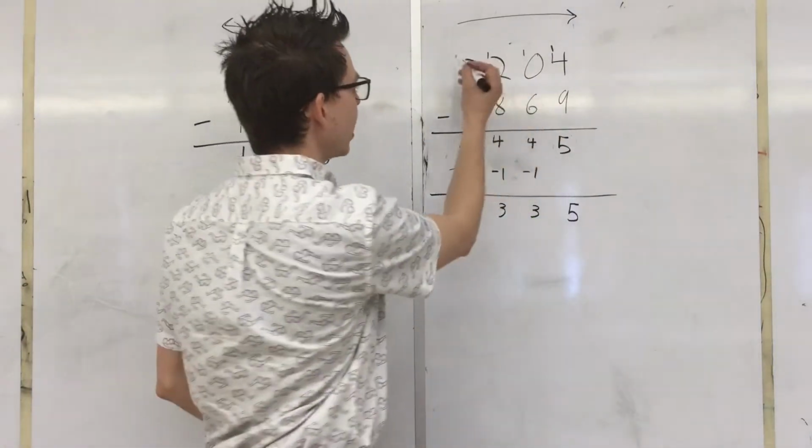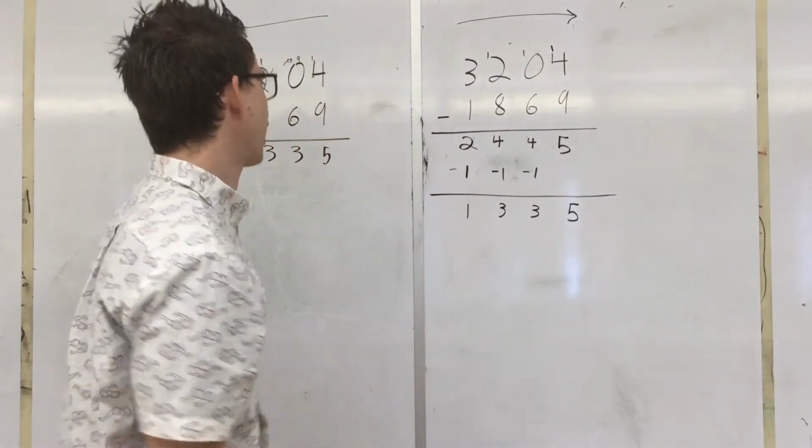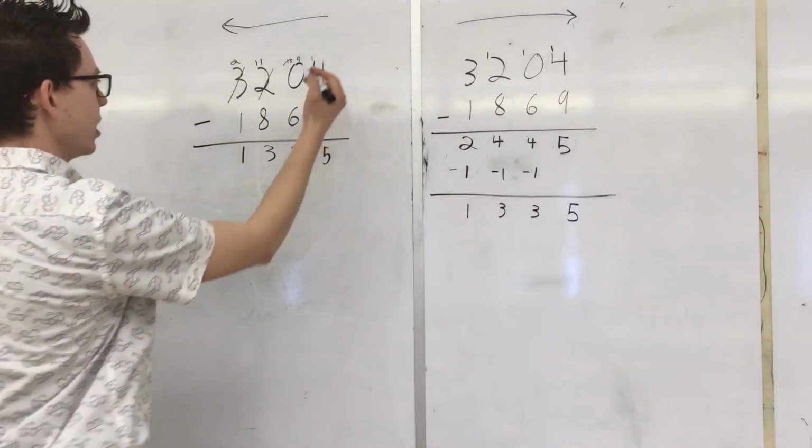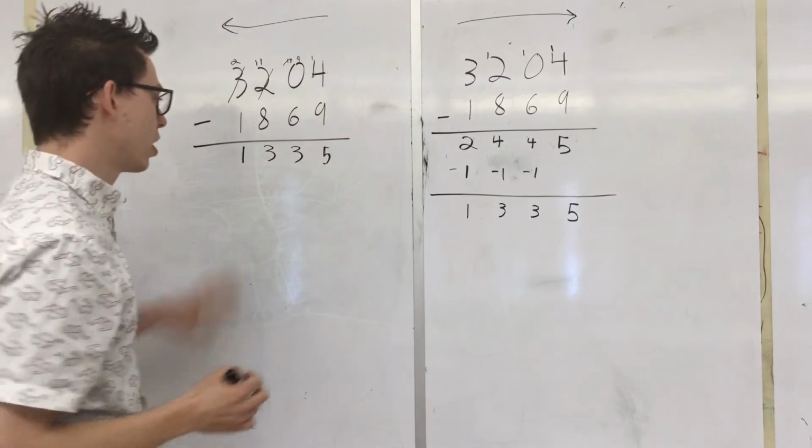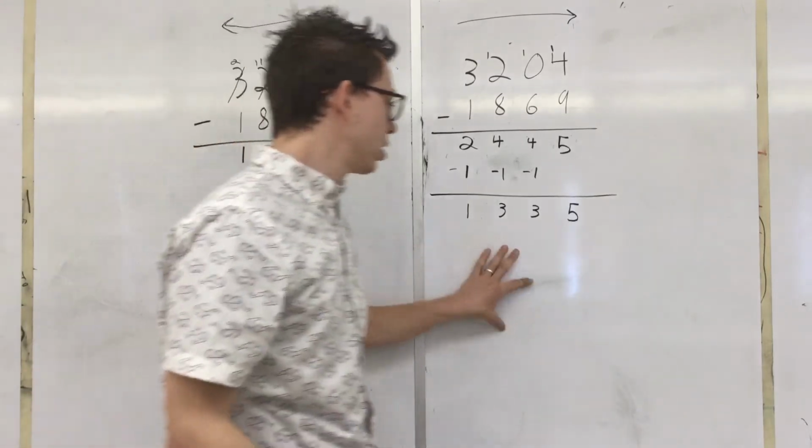So this is your left to right method of subtraction, and this is your right to left. Traditional method, new method.